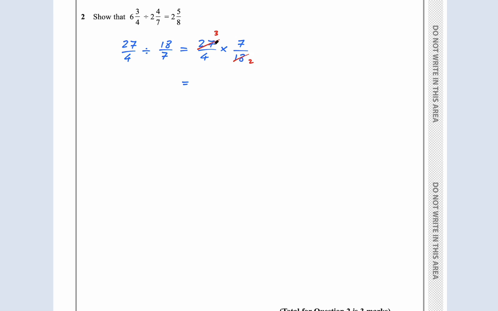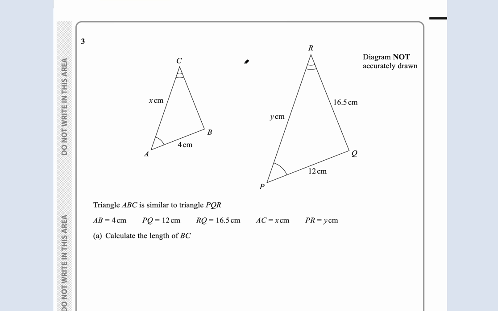So this is actually 3 times 7. Well, let's just write it like this. 3 times 7 over 4 times 2, which is 21 over 8. 8 goes into 21 2 times, remainder 5, which is 2 and 5/8. Done. You could, if you want, do this times this and this times this with your calculator and then just divide, but this way works well. Okay, that's question 2. Question 3.